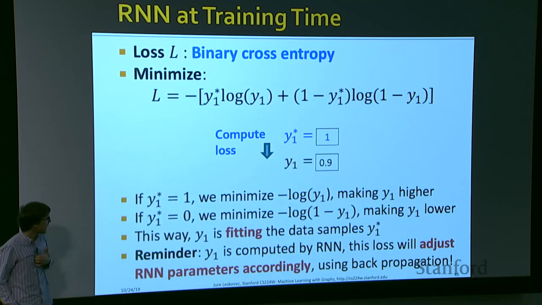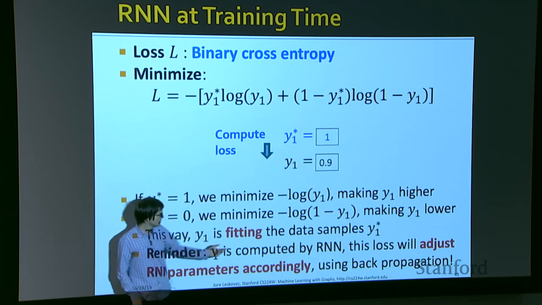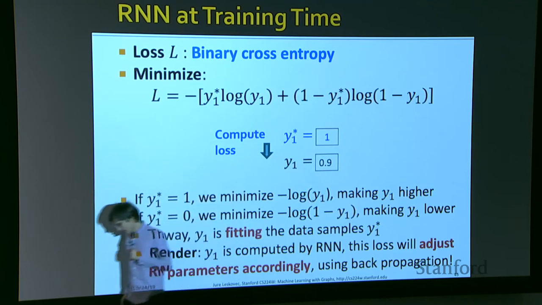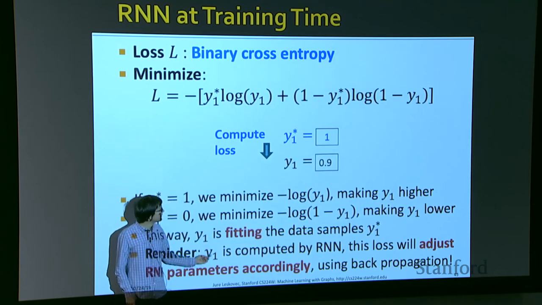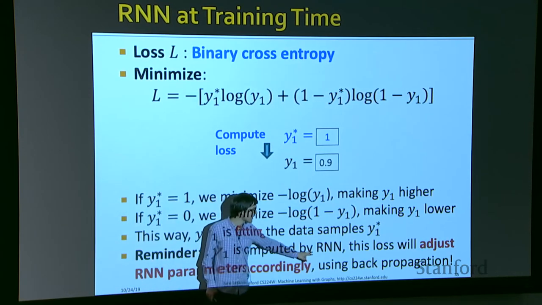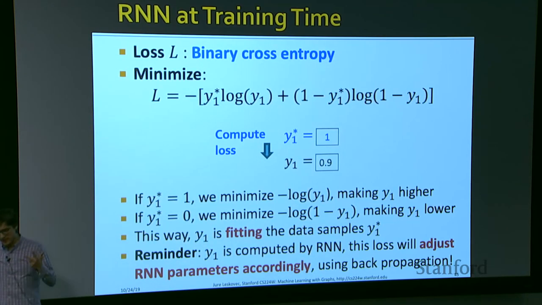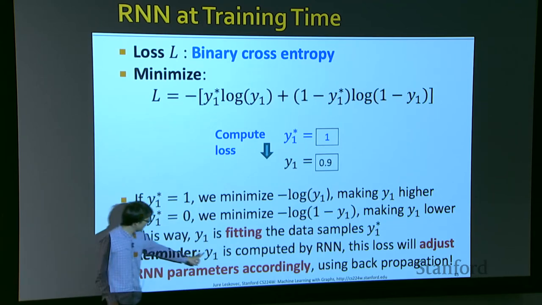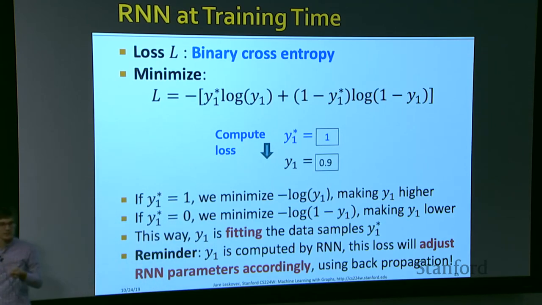And this way, we are basically fitting the data, the outputs, to the ground truth samples or to the training data. Remember that this output y, this edge probability, is computed by the RNN. So what we really do is we adjust those RNN parameter matrices. If you remember, there were 3, Q, W, and V, I think I called them. So really, we want to tweak those things to give us the right y values that are, in some sense, as close to the y star values as possible. So that's essentially the idea.